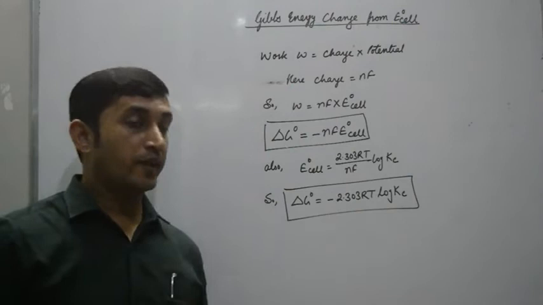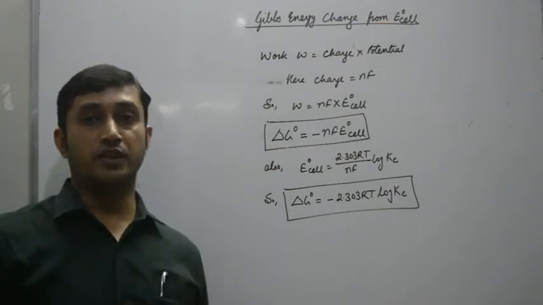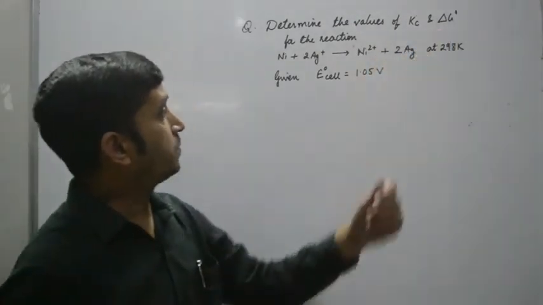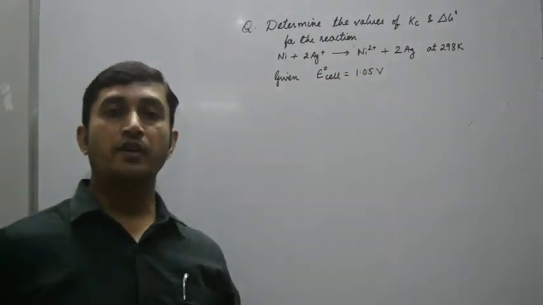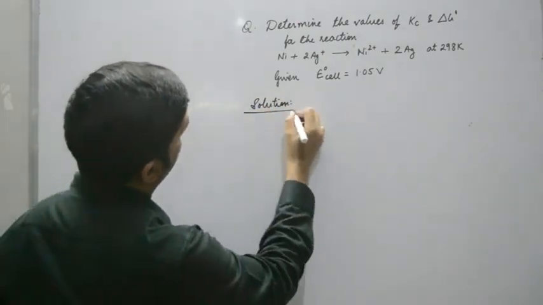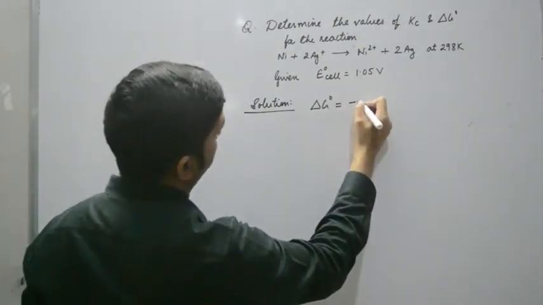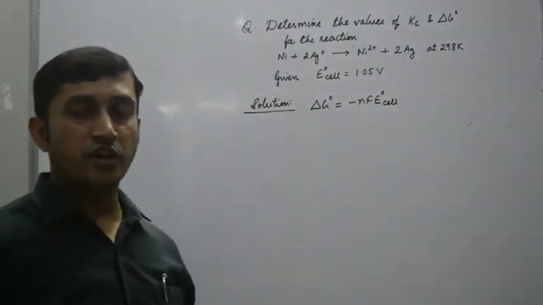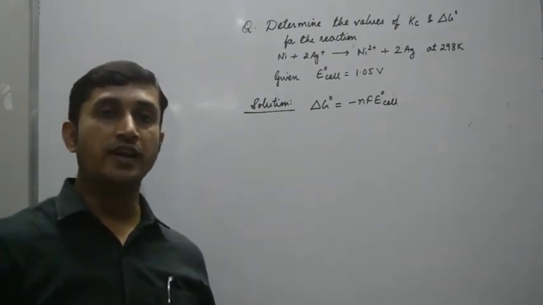Now let us see a numerical on calculation of equilibrium constant and Gibbs energy change from the standard cell potential. Now here is our question. Determine the values of equilibrium constant and Gibbs energy change for this reaction. Here the standard cell potential is given as 1.05 volt. So here first we can calculate the standard Gibbs energy change directly, because standard cell potential is given, using the formula minus NF E naught cell. Even if standard cell potential is not given, then we can easily determine it by taking the difference of standard electrode potential of cathode and anode.